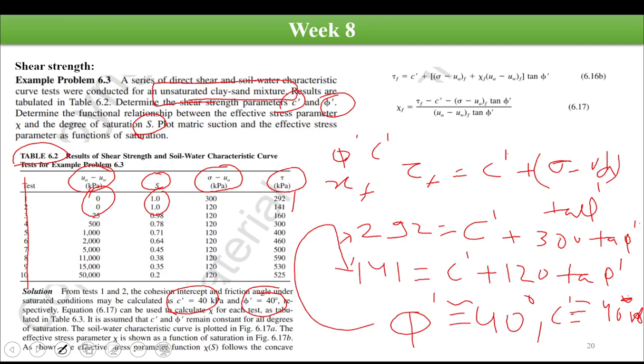So now in this modified Mohr-Coulomb equation, the modified Bishop's equation, we have the value of c dash known, sigma minus ua known, ua minus uw known, and tan phi dash known. So now we just need to calculate the value of the stress parameter chi, and we have the value of tau f also known. So for each observation, we will calculate the value of this effective stress parameter. Okay, so let's take help of Excel again, and we'll do that.